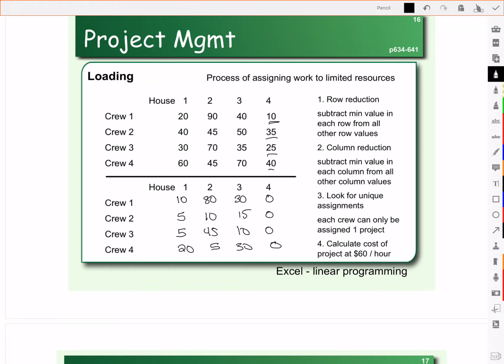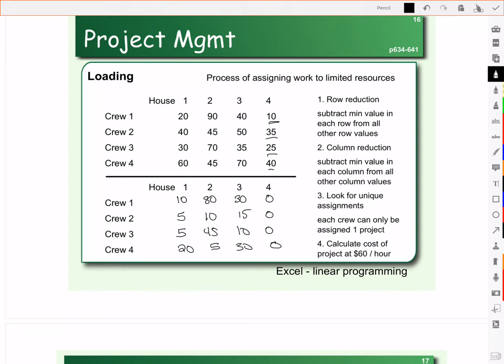The idea is it's hard to see, if we're looking at the original table, which crew we should give to which house. Now we can see pretty easily at this point that house 4 requires the least amount of hours regardless of which crew is working on it. But how do you figure out which crew should go to which house? What we're doing is simplifying the numbers by reducing the rows by the smallest number. So this is helping us see a bit more of a comparison between the combinations.